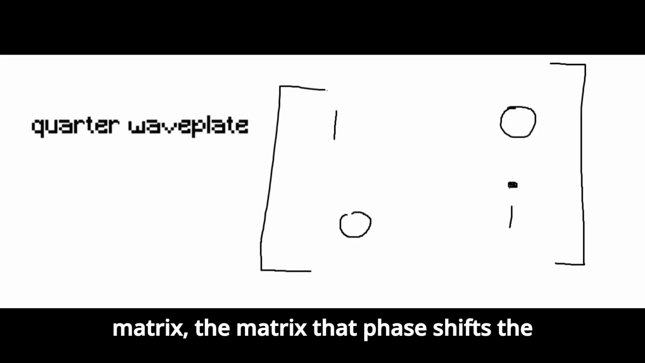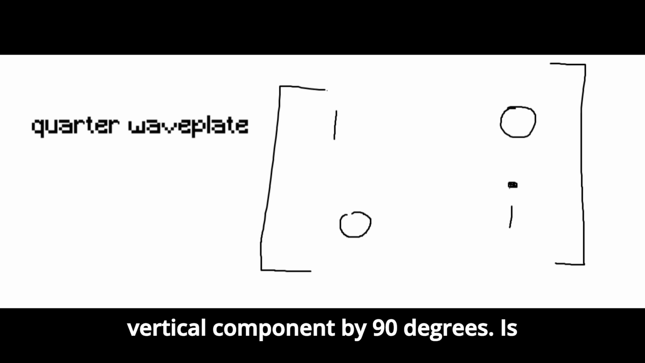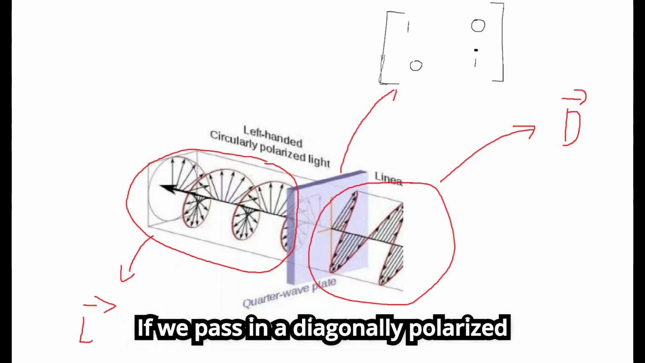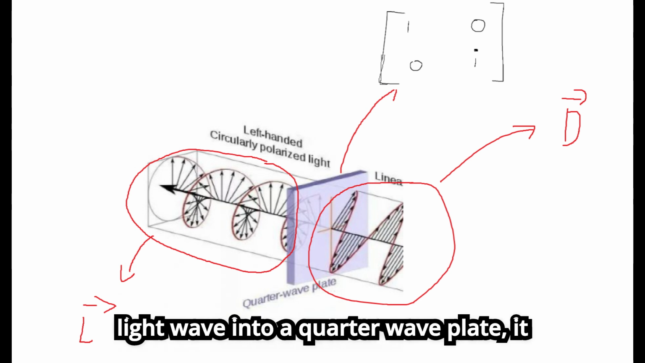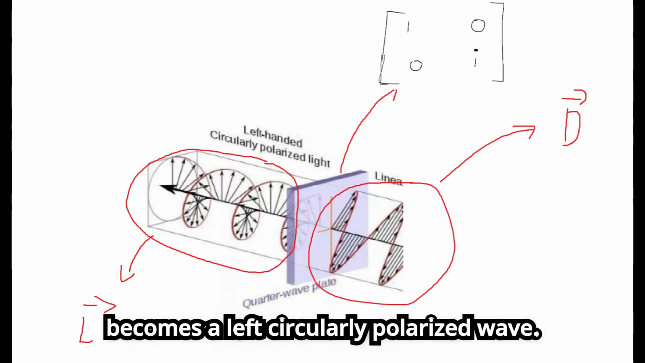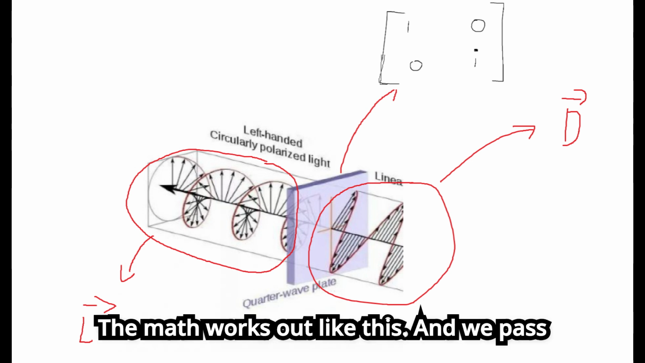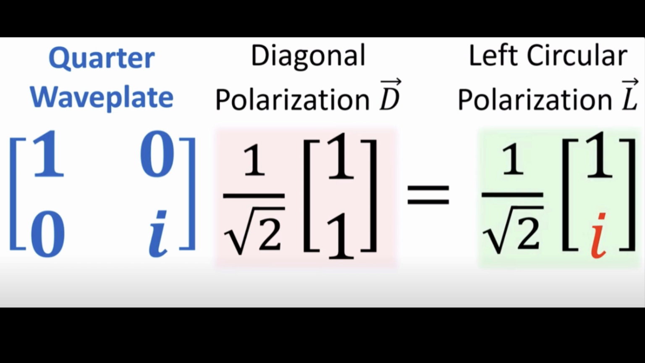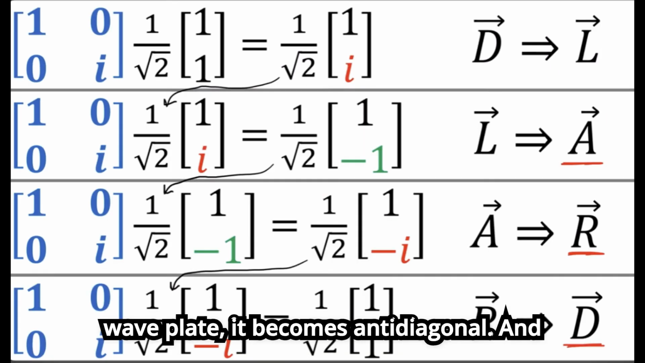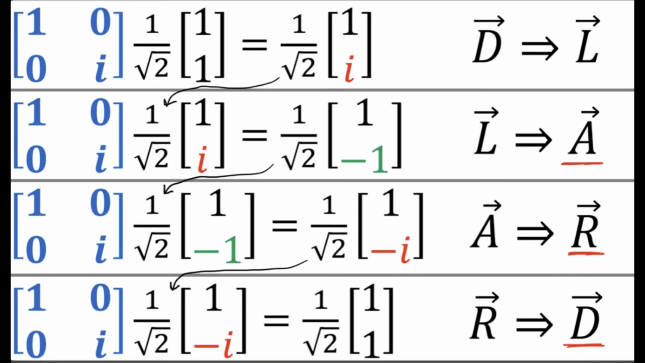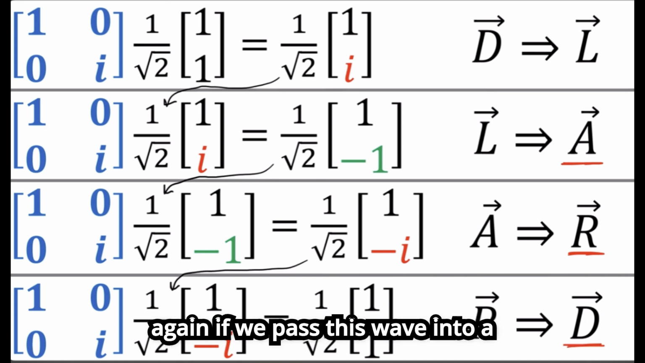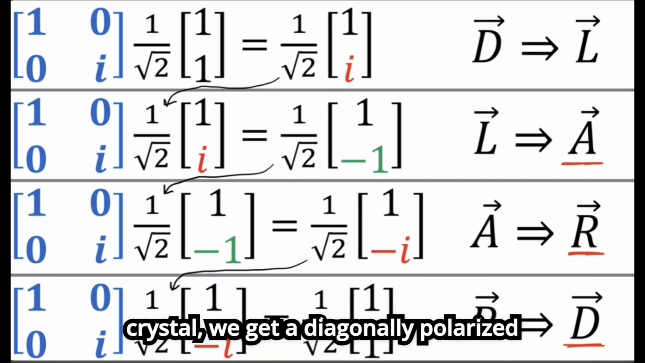The matrix that phase shifts the vertical component by 90 degrees is called a quarter wave plate. If we pass a diagonally polarized light wave into a quarter wave plate, it becomes a left circularly polarized wave. The math works out like this. And if we pass a left circularly polarized light wave into a wave plate, it becomes anti-diagonal. And repeating this again gives us a right circularly polarized wave. And again, if we pass this wave into a crystal, we get a diagonally polarized light wave again.